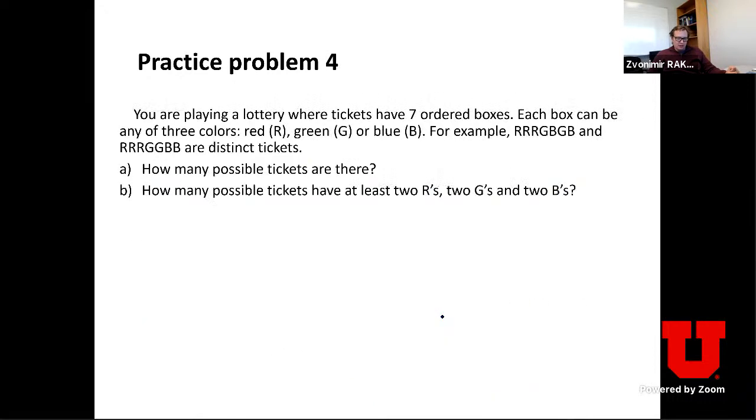So, okay, let's do this one. You're playing a lottery where tickets have 7 ordered boxes, and each box can be any of 3 colors: red, green, or blue. These are examples of tickets: RRRGBGB and RRRGGBB. These are distinct tickets. We want to count 2 different things. Part A is how many possible tickets are there? And part B is how many possible tickets have at least 2 R's, 2 G's, and 2 B's?